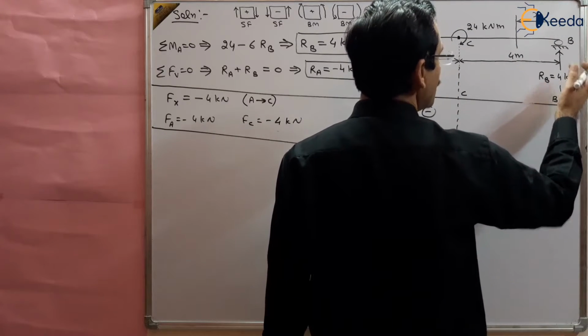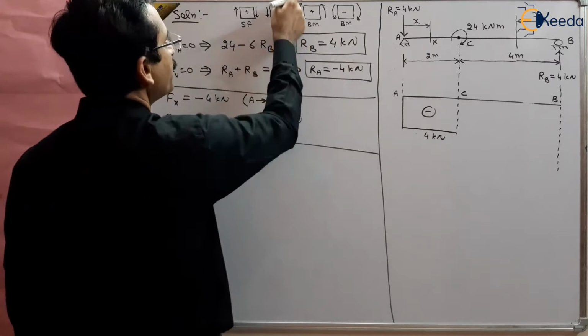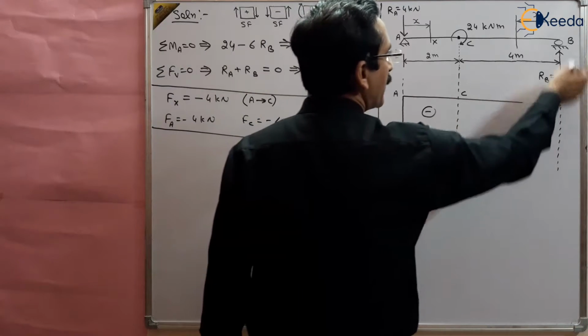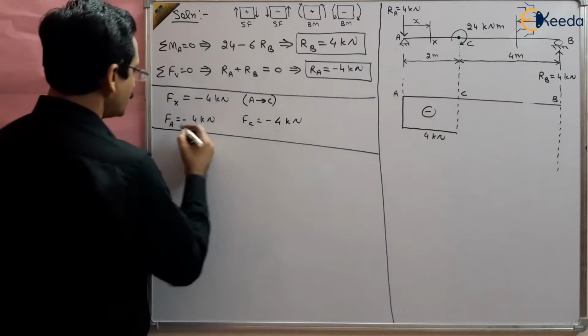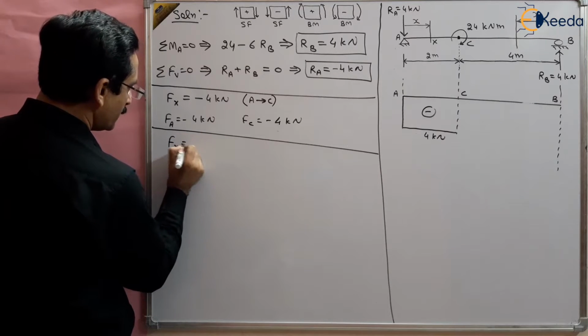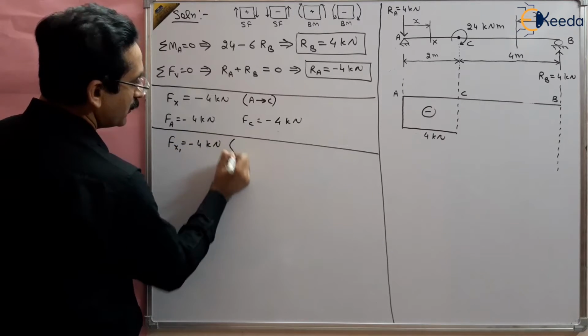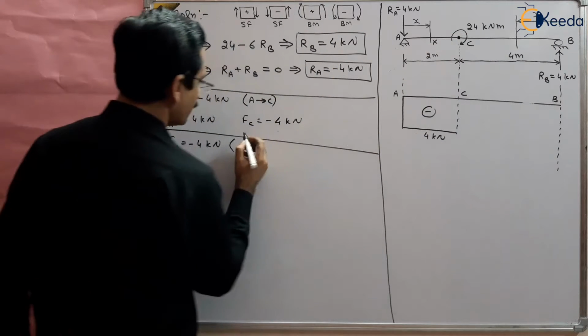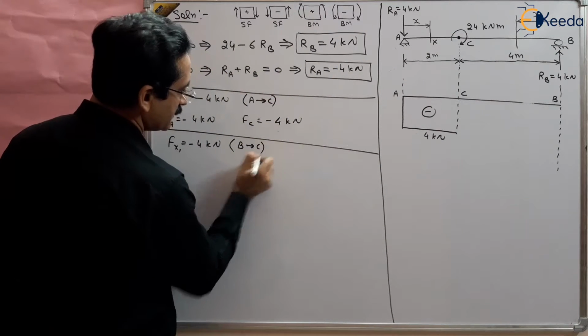This is 4 kilonewton, and if it is the right side, the upward is negative, so it is actually minus 4. So Fx1 will be equal to minus 4 kilonewton, valid from B to C.